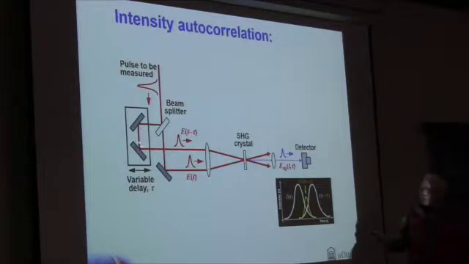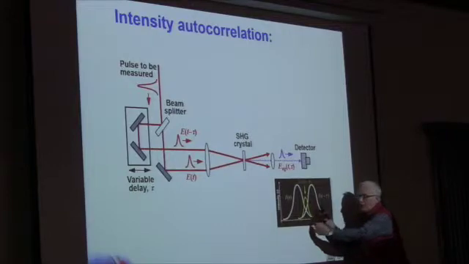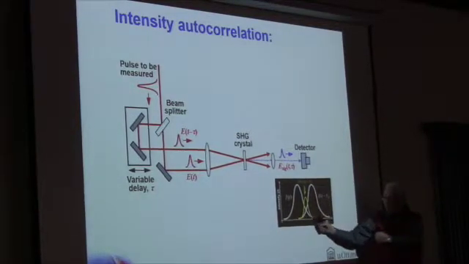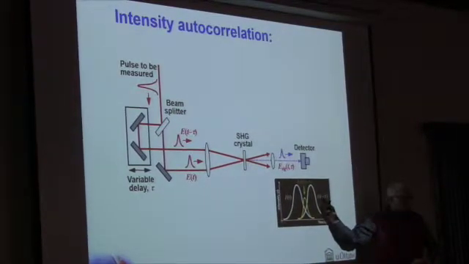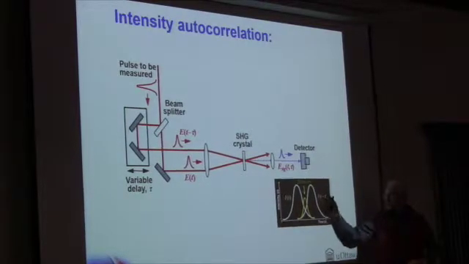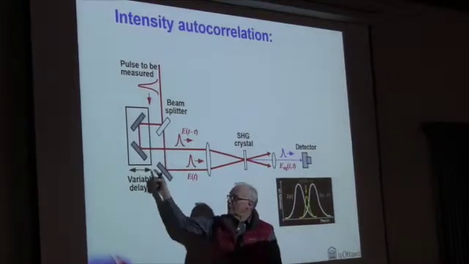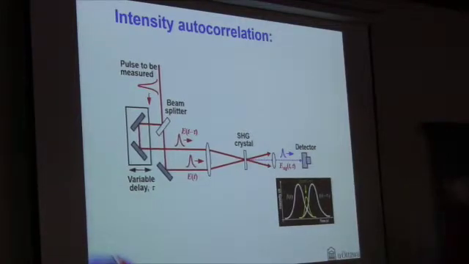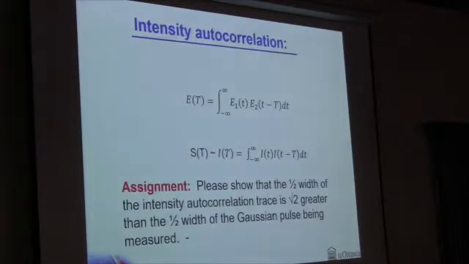Delaying one arm relative to the other allows us to walk one pulse over the other and look at this degree of overlap. Here's an image of the overlap at this time delay. We have one pulse, another pulse, same time dependent, same pulse, except that it's delayed by tau. And then by moving the delay line back and forth, we can ask for the overlap and when the overlap goes away or when the overlap stays. This is called autocorrelation. It's called intensity autocorrelation.